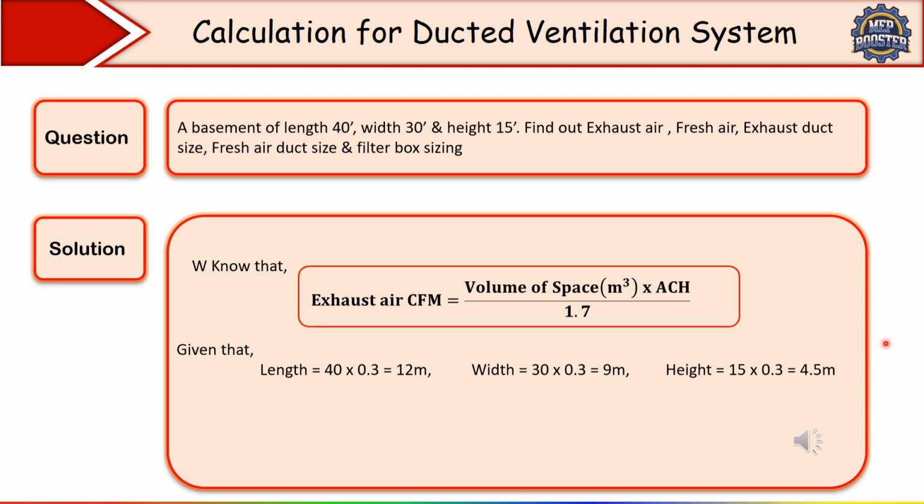4.5 meter. Now how to calculate the volume? We know that volume of space is length into width into height. So when you do the calculation, you get 486 meter cube volume.